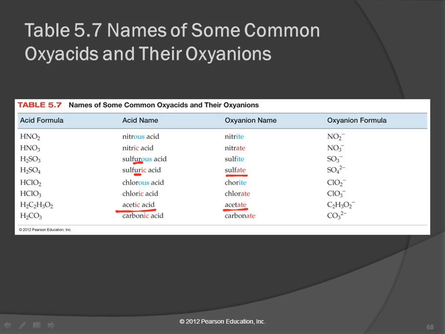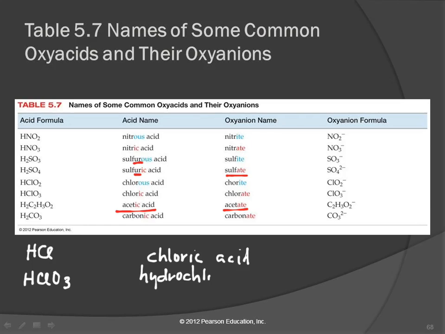So let's just look real quick at a couple of examples. Now here are HCl and HClO. Well, actually, let's do HClO3. That proves my point a little better. So one of these is chloric acid, and one is hydrochloric acid. And it matters.